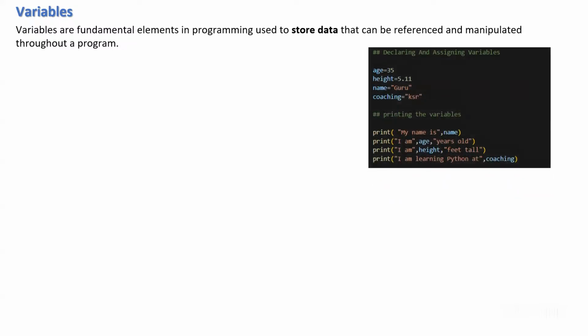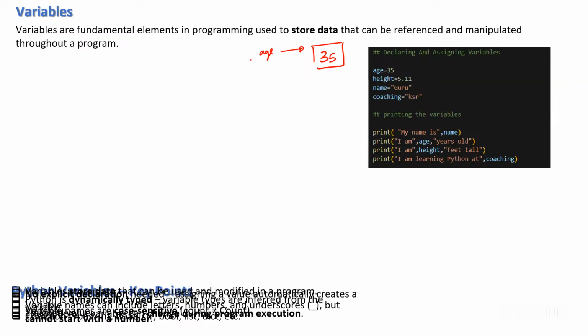You'll store a value in a variable. For example, if I say age is equal to 35, height is equal to 5.11, name equal to group, coaching is equal to KSR, I am assigning certain values to particular variables. Whenever I say age equal to 35, it will create a variable age and create one container, under which this value is stored. So variables are fundamental elements used in programming to store particular values.